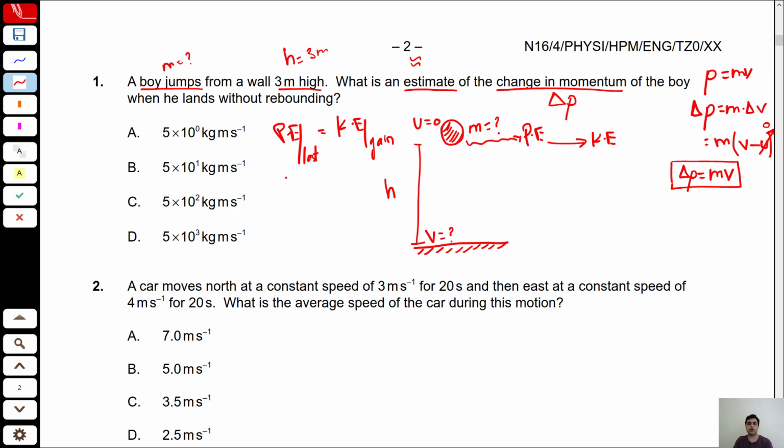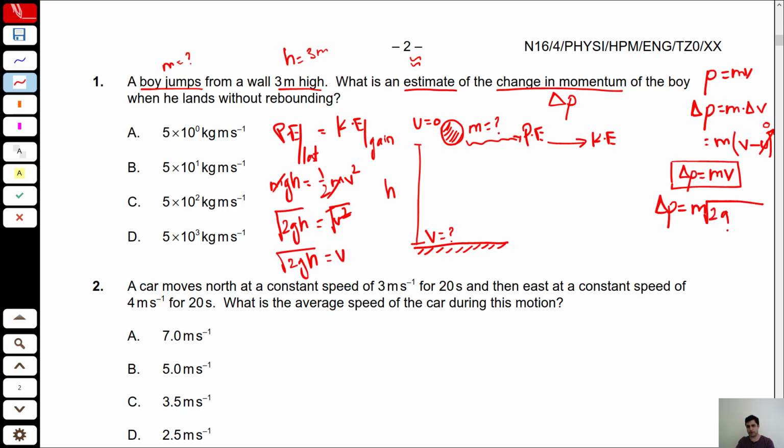So using conservation of energy, potential energy from the data booklet is given by mgh, and kinetic energy is given by half mv squared. These two masses cancel out, and then we can make v the subject. If you move this 2 to the other side, it becomes 2gh equals v squared. Now to get rid of the square, we take the square root on both sides. So v equals the square root of 2gh. We substitute this v into the momentum equation, which is equal to the square root of 2gh.